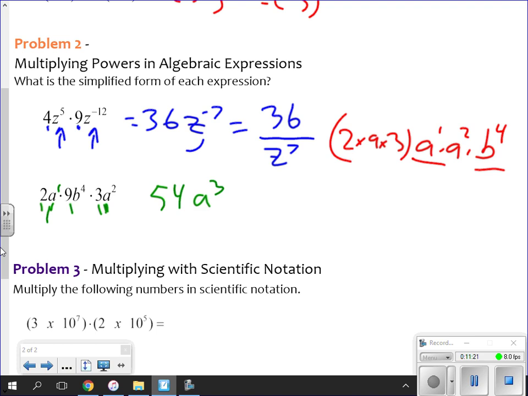It would be times, because it's still multiplying. So what is my B here? So my A's are cubed, and then I have B to the 4th power.